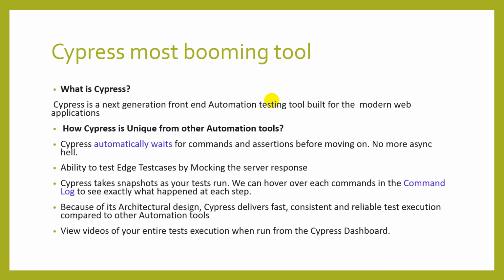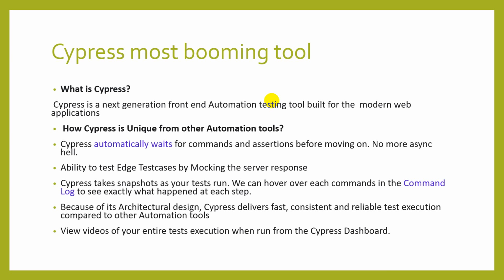So what is Cypress? Cypress you can say is a next generation front-end automation testing tool, which is commonly used for end-to-end testing of modern applications. There are some pain points in our existing automation tools, like synchronization issues, and tests failing due to the unavailability of a web element. Cypress came up with an architecture to pinpoint all these issues.